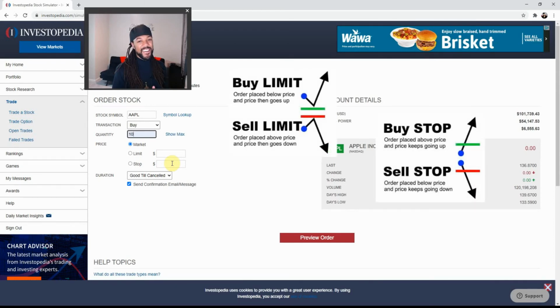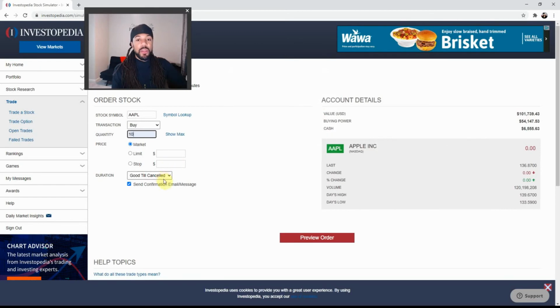Simple enough? All right. You can even place the duration just like a regular brokerage. And then you hit preview order and then you're going to submit it right after that.